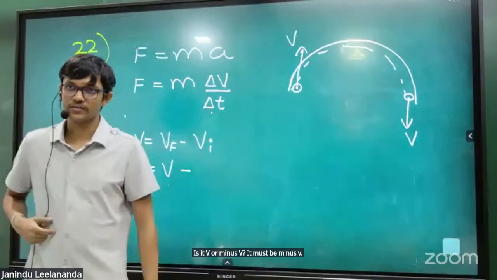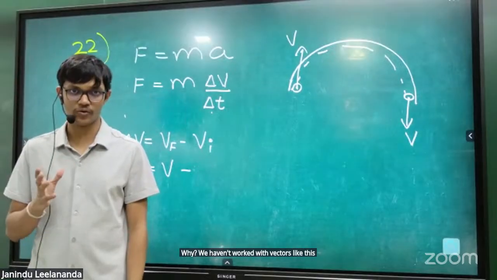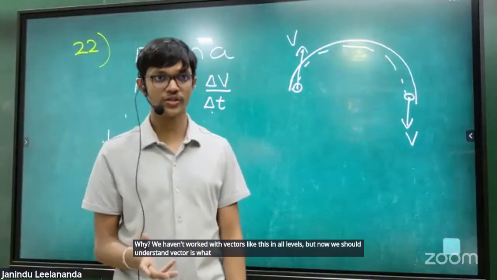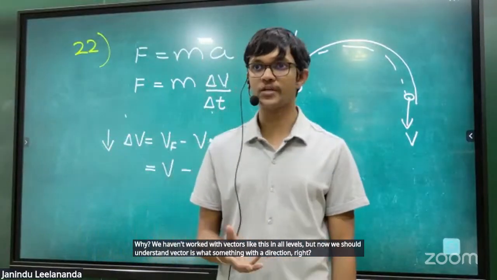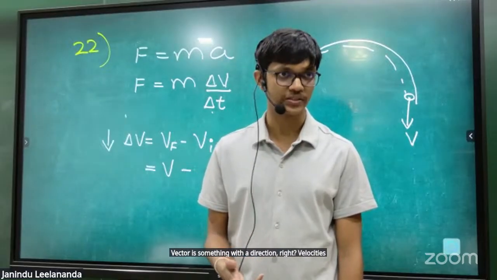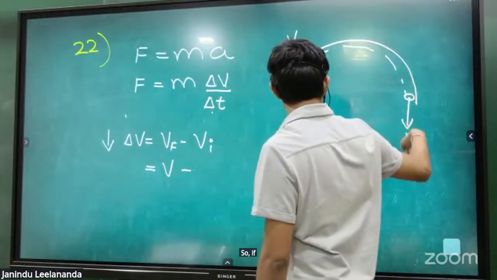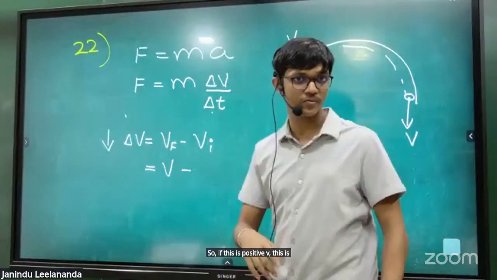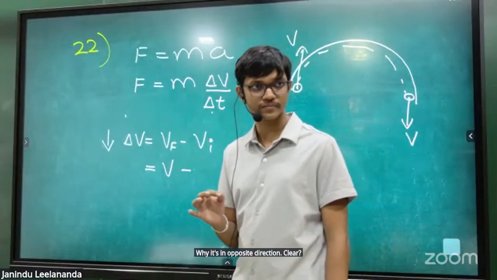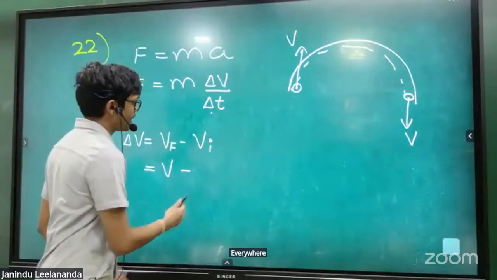Why? We haven't worked with vectors like this in O levels, but now we should understand a vector is what? Something with a direction, right? Velocities have directions. So if this is positive v, this is negative v. Why? It's in the opposite direction. Clear? So it's minus v.